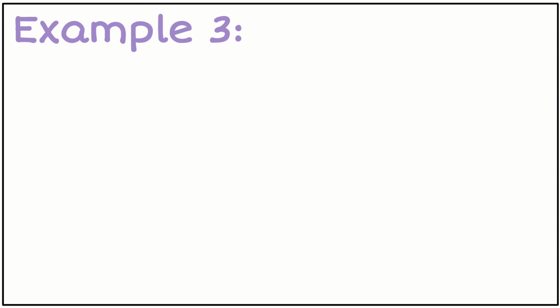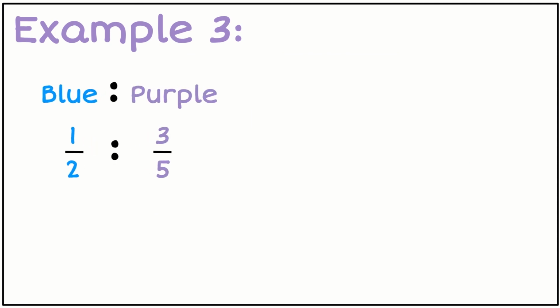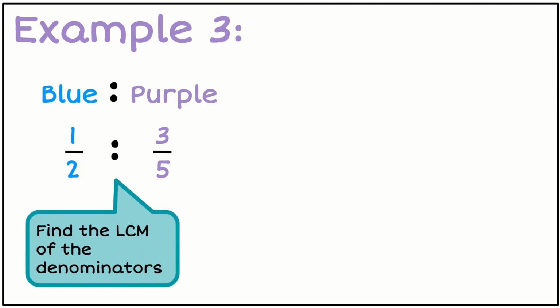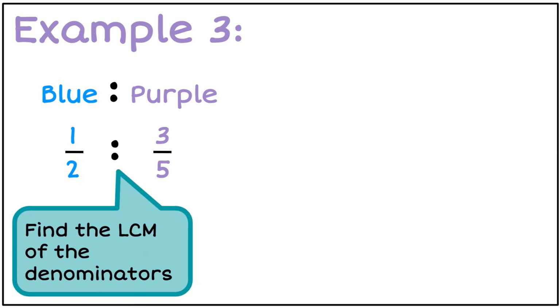But what if we have one that isn't nice? Say I have this ratio here, blue to purple is 1/2 to 3/5. So I need to find the lowest common multiple of those denominators. The blue has a denominator on the bottom of 2, purple has a denominator of 5. The lowest common multiple of 2 and 5 is 10.